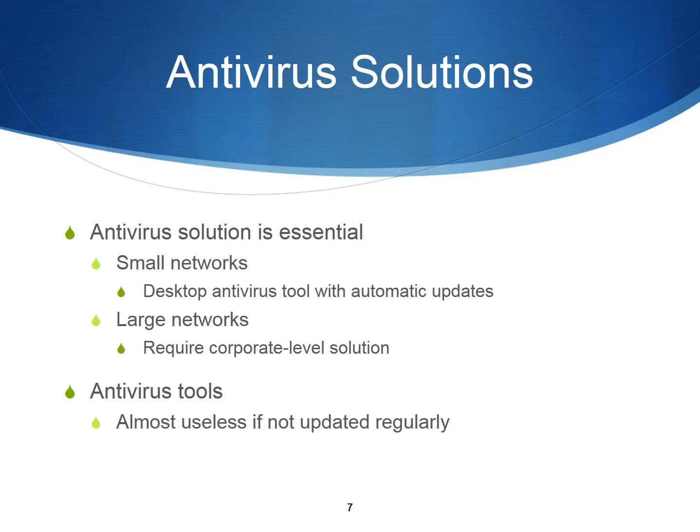Antivirus solutions. An antivirus solution is essential for protecting any network since it is the desktop computers that usually access everything. For small networks, a simple desktop antivirus tool with automatic updates is sufficient. For large networks, these require a higher, and of course more expensive, corporate-level solution. Note that most desktop antivirus programs will not run on a server OS. However, ClamAV is an exception, but not a good solution for total network antivirus protection. Antivirus tools are pretty much useless if not updated regularly.